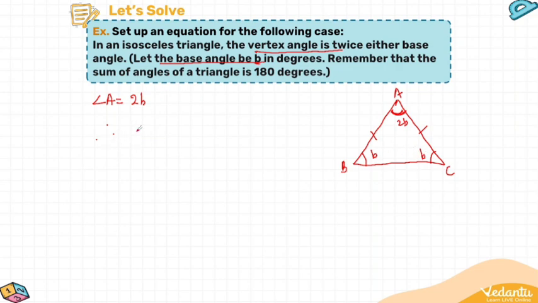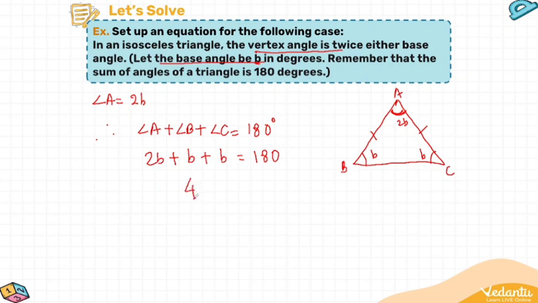We know that angle A plus angle B plus angle C in a triangle is equal to 180 degrees. That is the angle sum property. So angle A is 2B, this is also B, this is also B, equal to 180. And this is how it becomes 4B equal to 180 degrees. So this would be the equation.